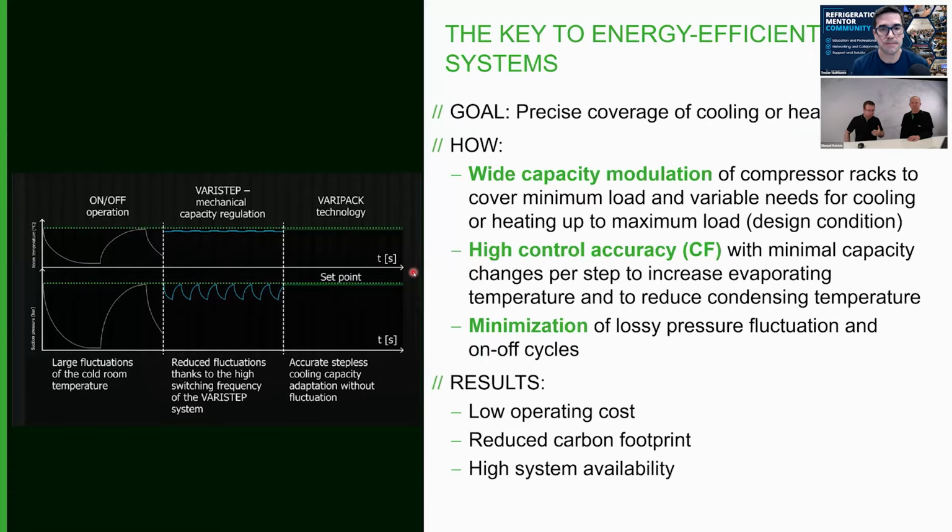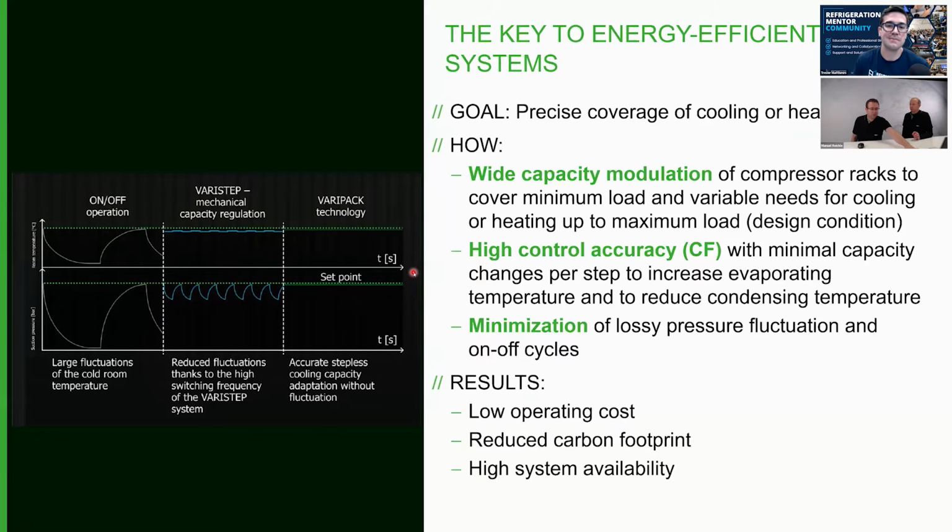If you have a perfect capacity regulation, you have lower operating cost, therefore a reduced carbon footprint and a higher system availability, because your system is running without any, let's say, problems. You don't create any additional problems by too many starts and stops. You don't have running time on the compressors and these kind of things. So the systems are running really all the time and with fewer troubles.